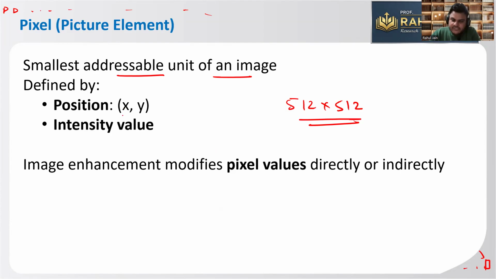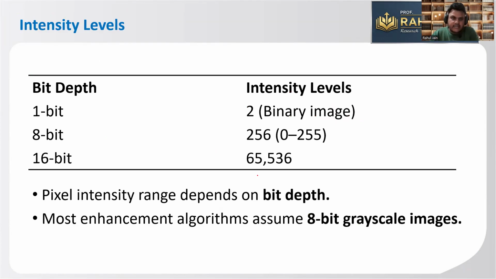It is defined by its position, that is x comma y, the spatial coordinates of the image, and the intensity value as well if we integrate it along with the mathematical function model. So image enhancement modifies the pixel values directly or indirectly.